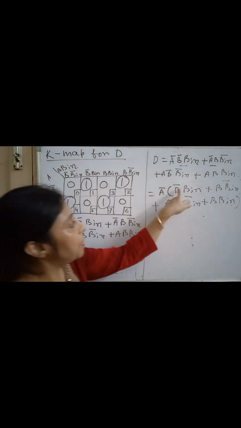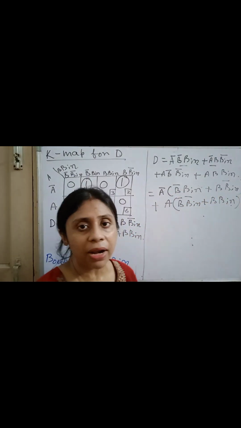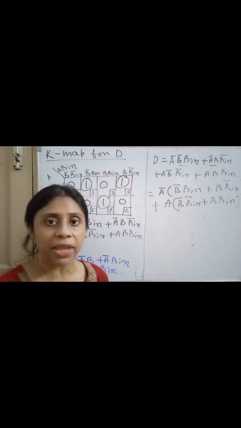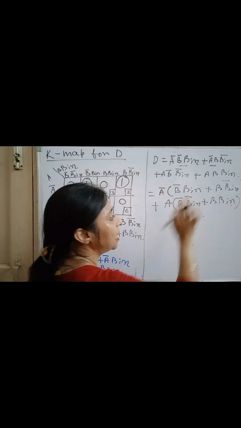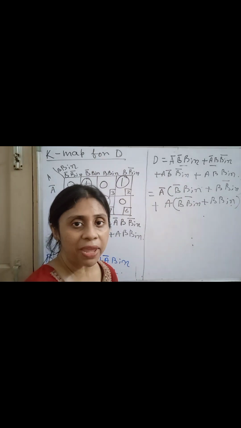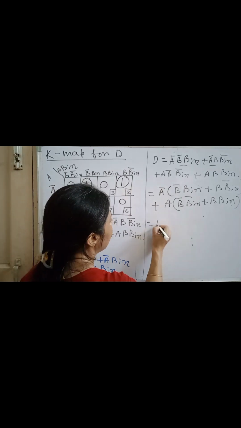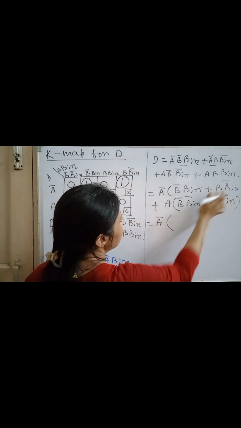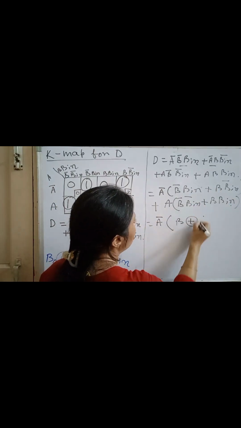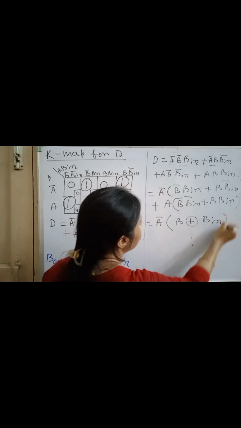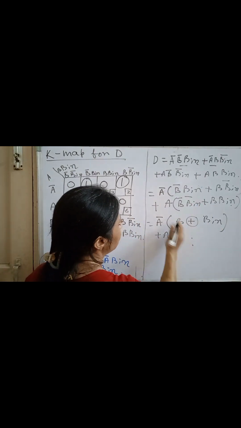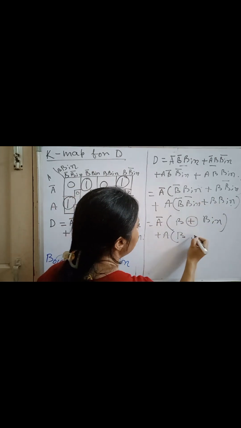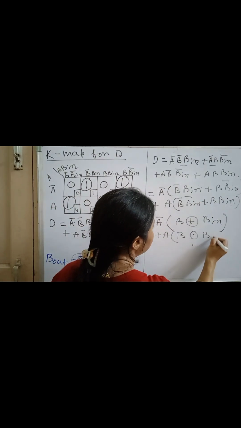Okay. Now what is B bar B in plus B in bar? That is B XOR B in. And what is B bar B in bar plus B in? That is B XOR B in. Right? So A bar, this is B XOR B in, and this is plus A. What is this? This is B XOR B in.